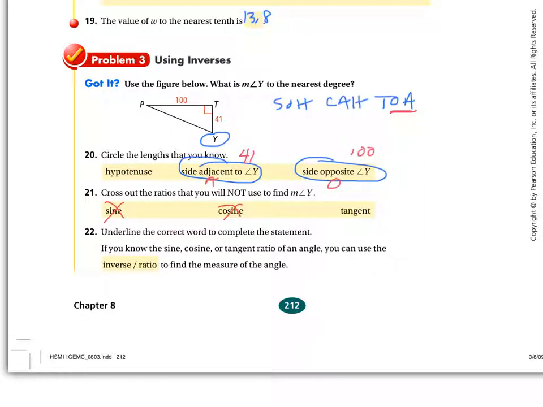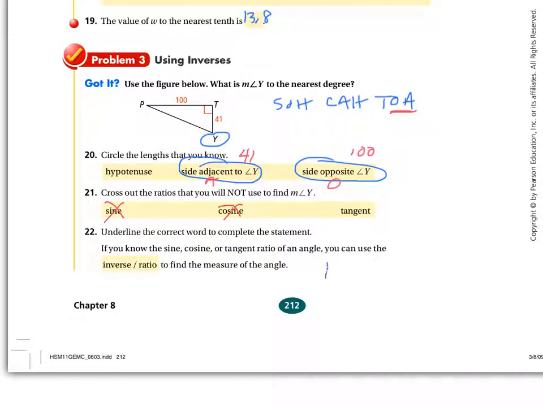And so this is no different than what you did in last night's homework, right? But here's the difference. Underline the correct word to complete the statement: if you know the sine, cosine, or tangent ratio of an angle, you can use the... Well, you don't know this part. So let's go ahead and set up our equation before we can answer this question.